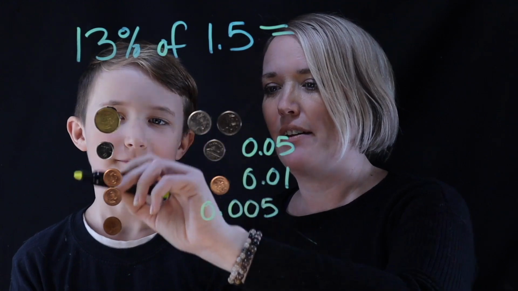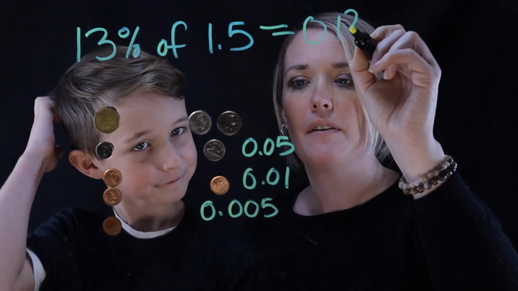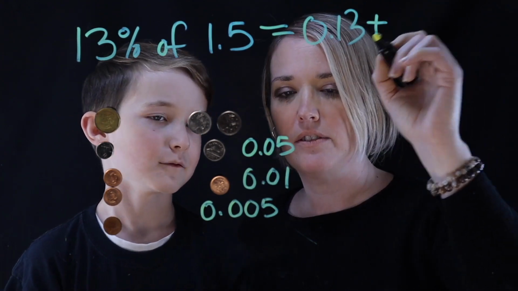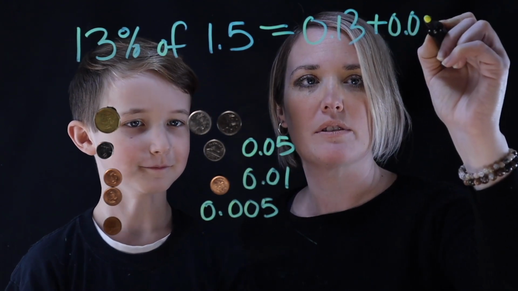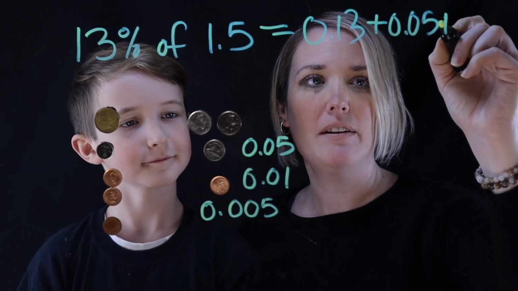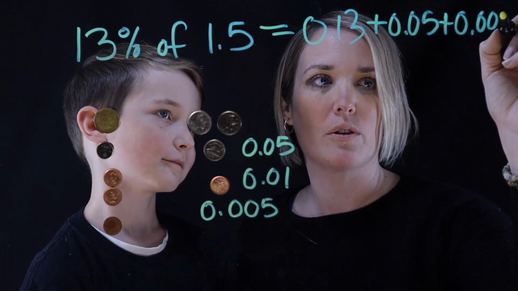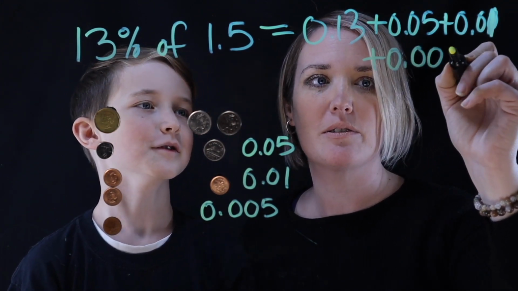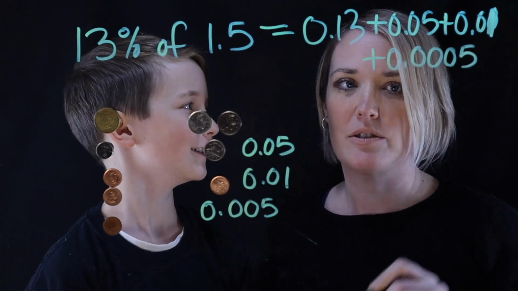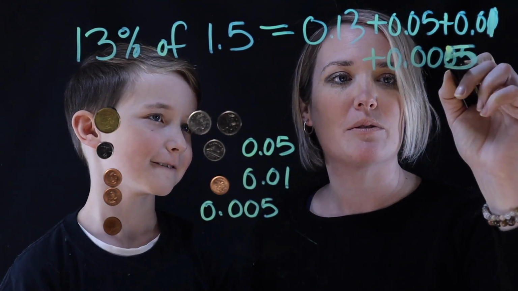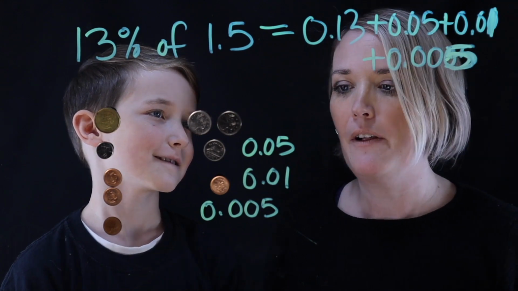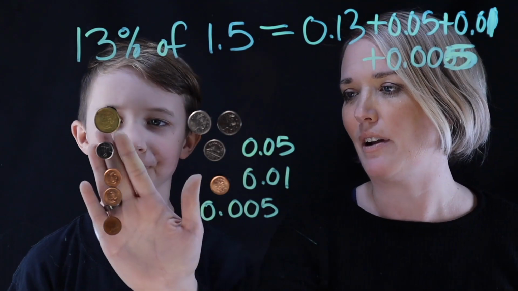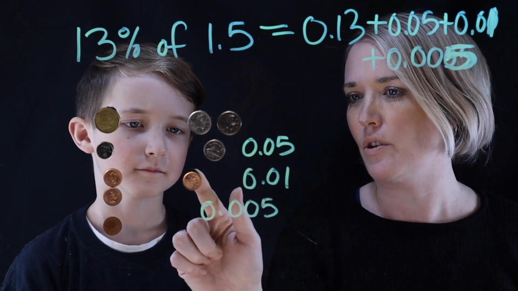So we're going to add 13 cents, and then we are going to add 5 cents, 0.05, and then another penny, 0.01, and then plus 0.005. Sorry, I got one extra zero. I got too busy with those zeros. So when we add this all together, it's kind of easy, right? It's just 13 cents, 14.